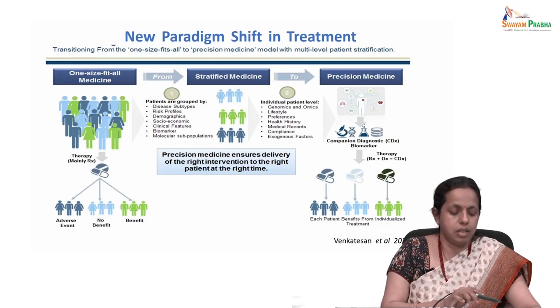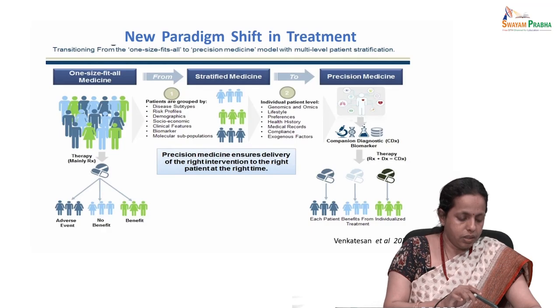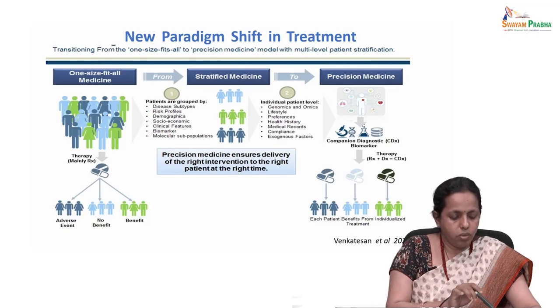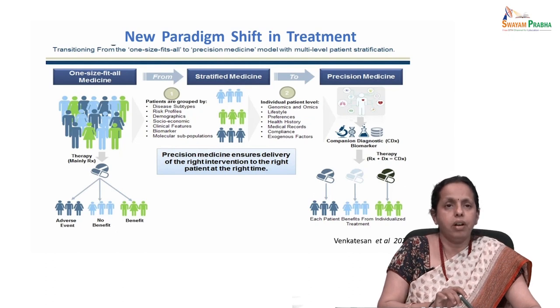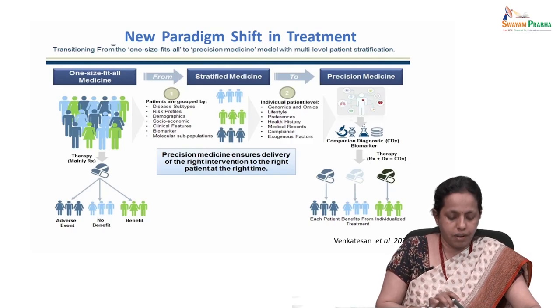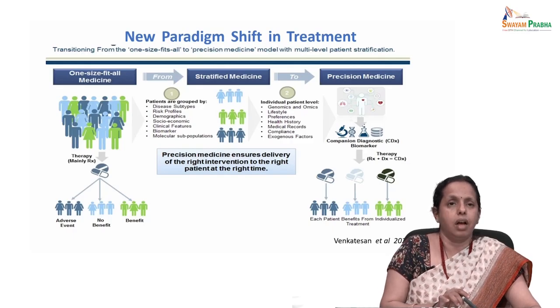For example, just imagine you have a therapy which is fitting for all patients. Some patients take the adverse effect, some patients will benefit, and some patients will not have benefit. This is how the general traditional approach works. Now from here, patients are grouped by your subtypes.